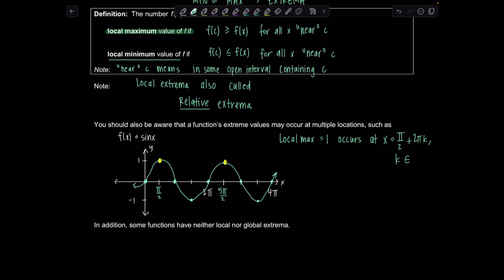Or you could say k is an element of the set of integers. That way you don't have to write all that out. You know, that means k is an integer. All right. That's the local max.